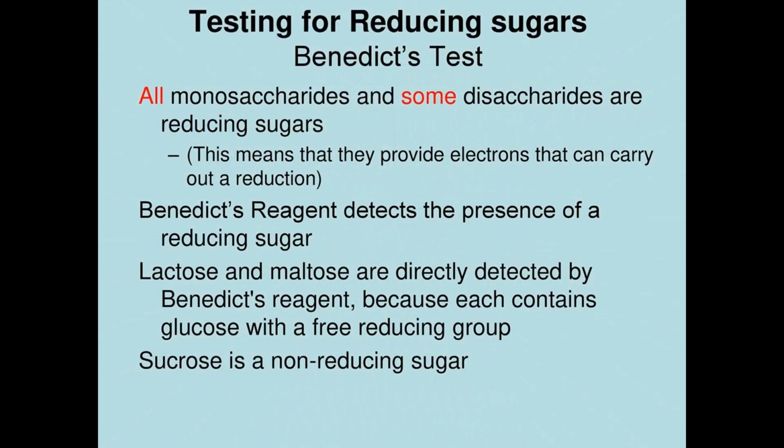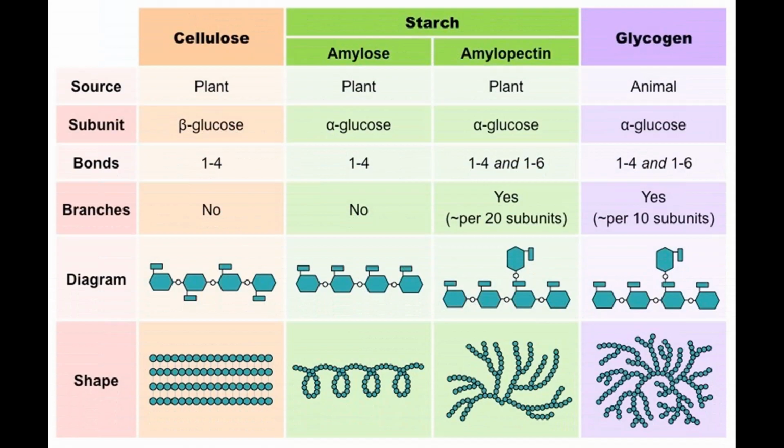All monosaccharides are reducing. All disaccharides except for sucrose are reducing. Glycogen and starch are formed by the condensation of alpha-glucose. Cellulose is formed by the condensation of beta-glucose. Glycogen and starch are both storage molecules with 1 to 4 glycosidic bonds between molecules of alpha-glucose.